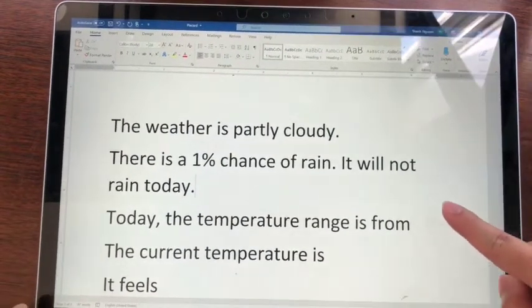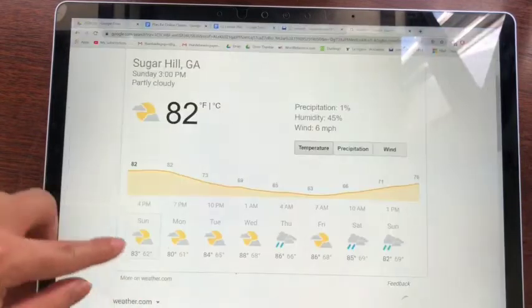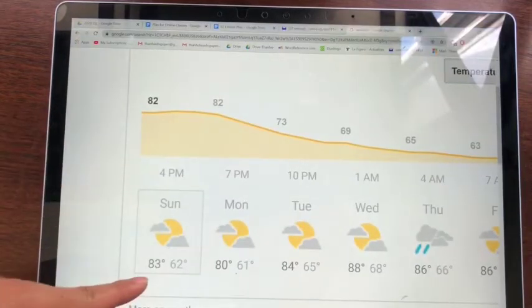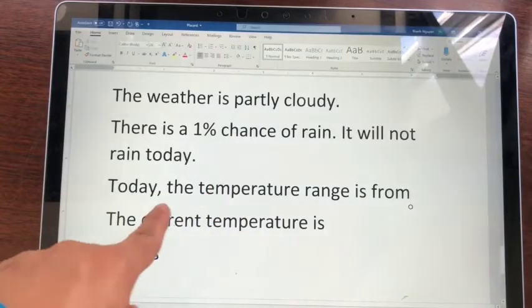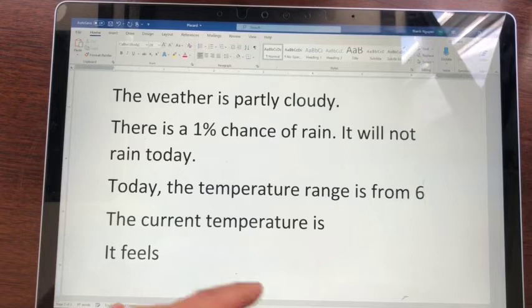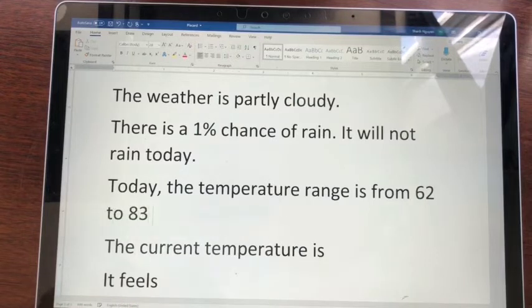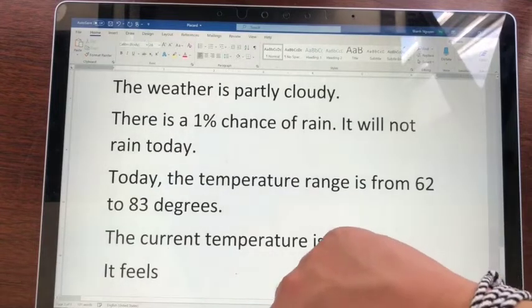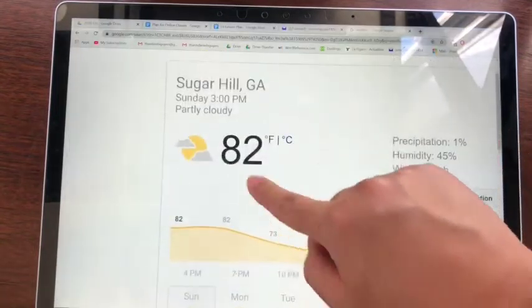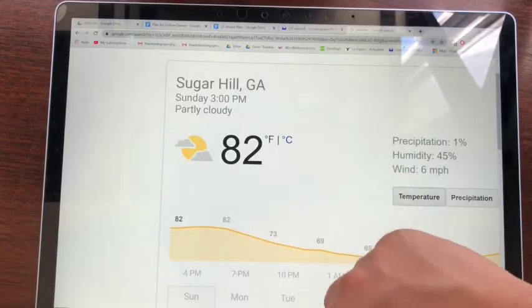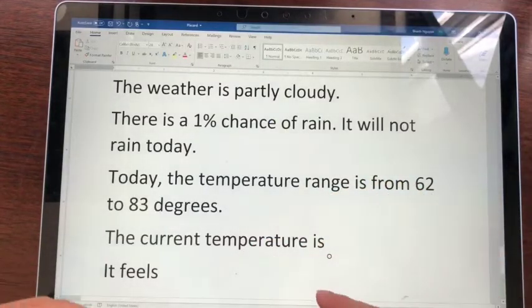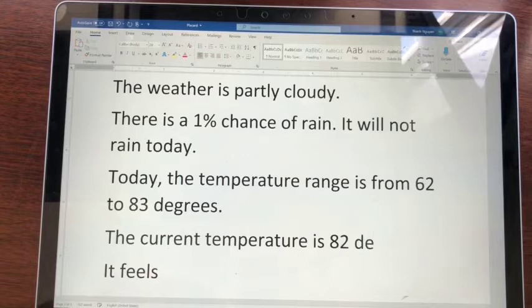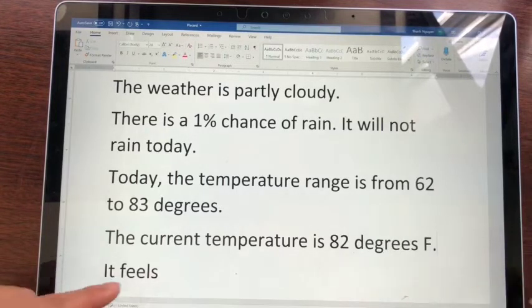The temperature range is from 62 to 83 degrees. The current temperature is 82 degrees. It feels hot.